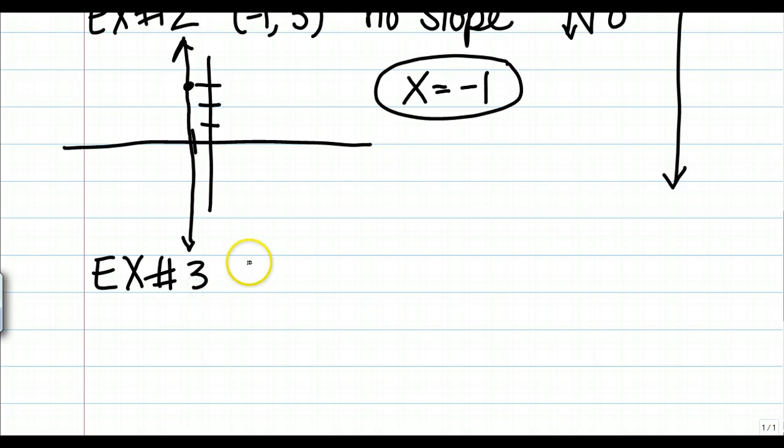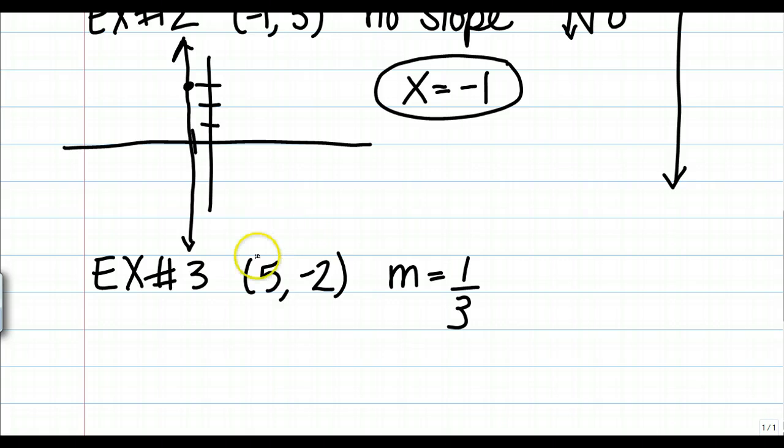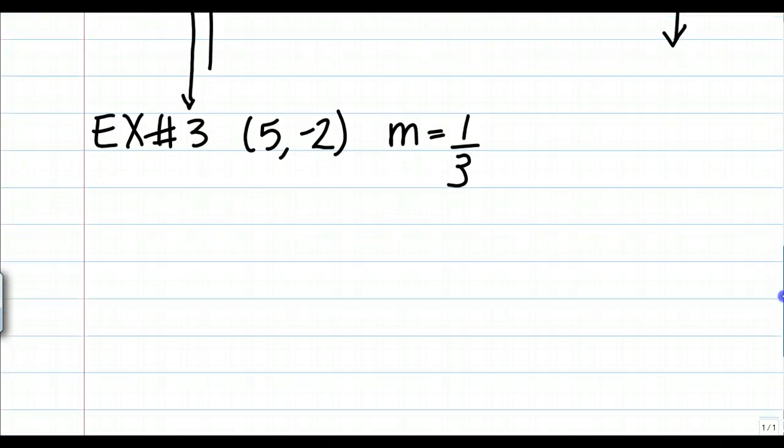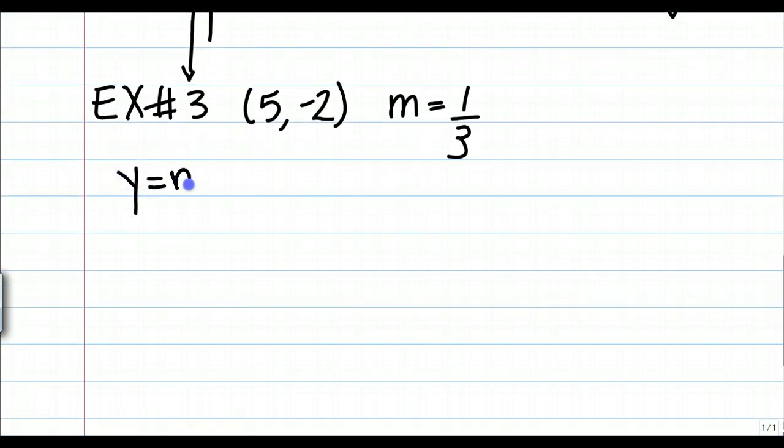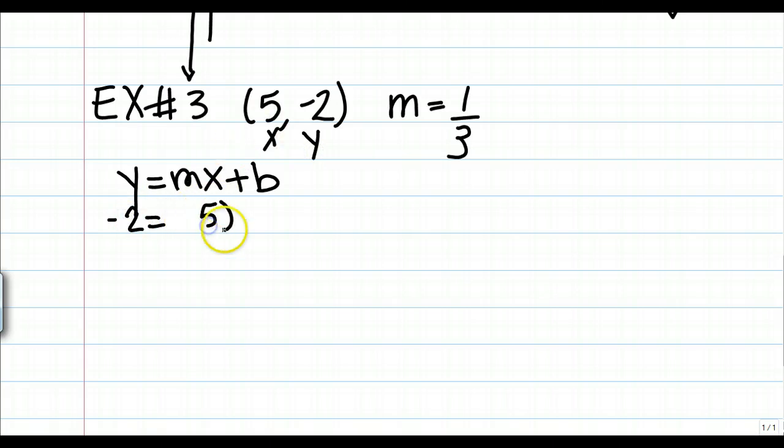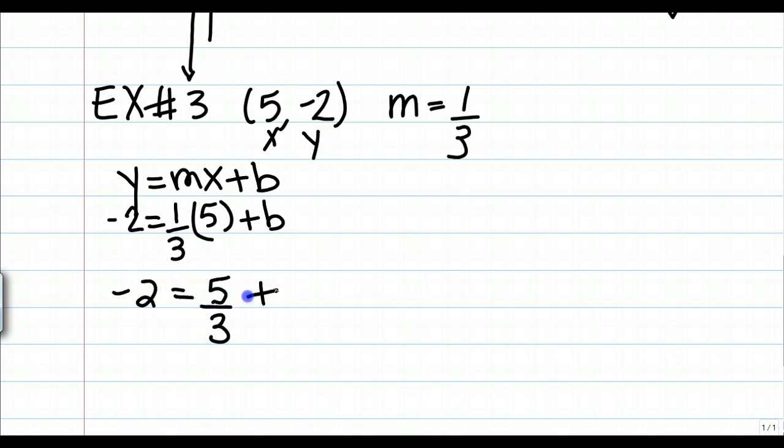I'm going to give you the point 5, -2, and the slope of 1/3. So this means that I want an equation that contains this point and has this slope. So I am going to use y equals mx plus b. I'm going to plug in my points. So here's my x and y. I plugged in -2 for y, 5 for x. I don't know what b is, but I know my slope is 1/3. So you're going to have -2 equals 5/3 plus b.